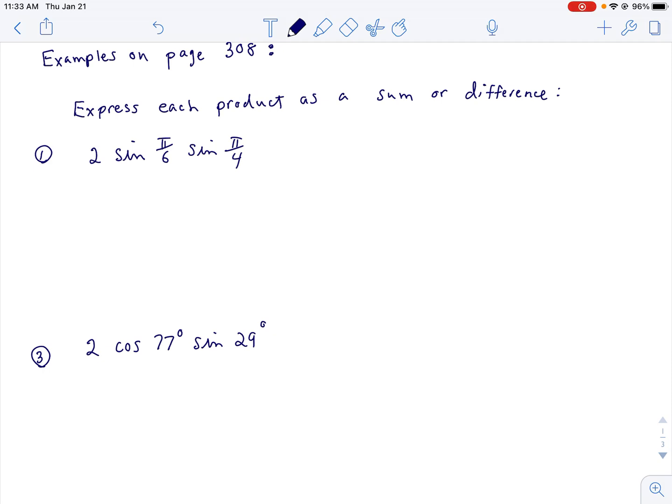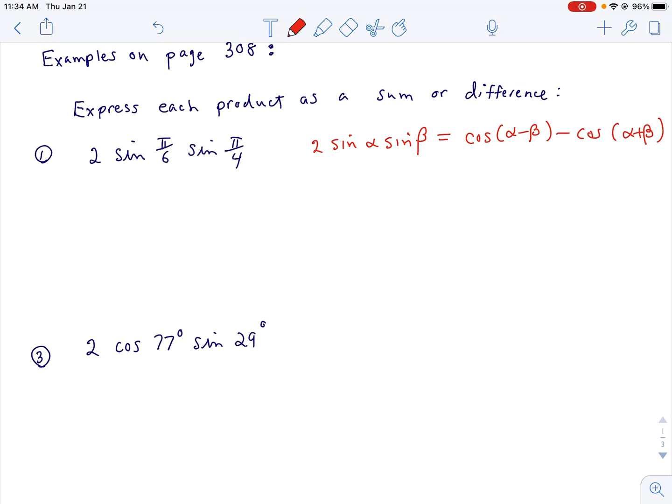So, on page 306, we have an identity for 2 times a sine times a sine, and I'm going to write it on my page here. It's the second identity down on page 306. It's 2 times the sine of alpha times the sine of beta equals the cosine of alpha minus beta minus the cosine of alpha plus beta. Yikes, a long identity like I told you.